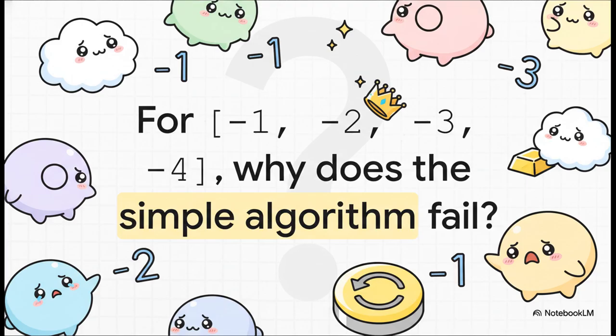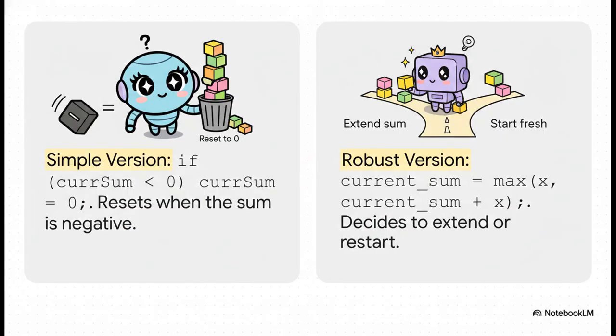The current sum will always be negative, so we'll just keep resetting it to 0. The algorithm would finish and tell us the max sum is 0. But that's wrong, isn't it? The best you can possibly do with this list is to just take the single best day, which is -1. Our simple logic just failed. So how do we fix this?